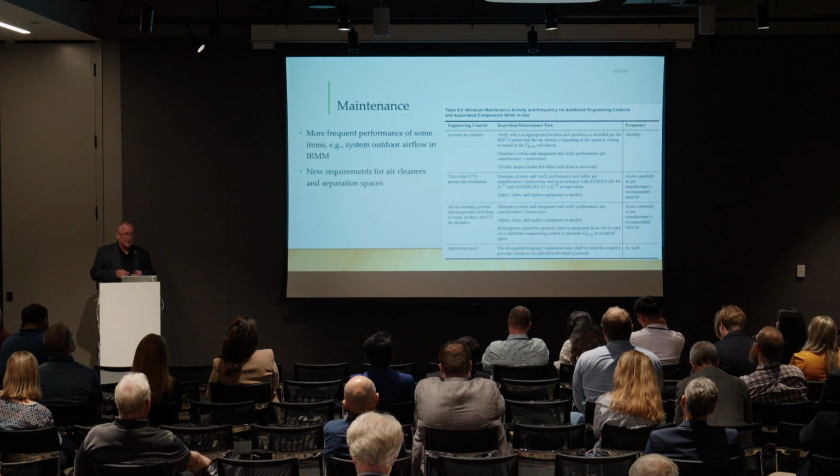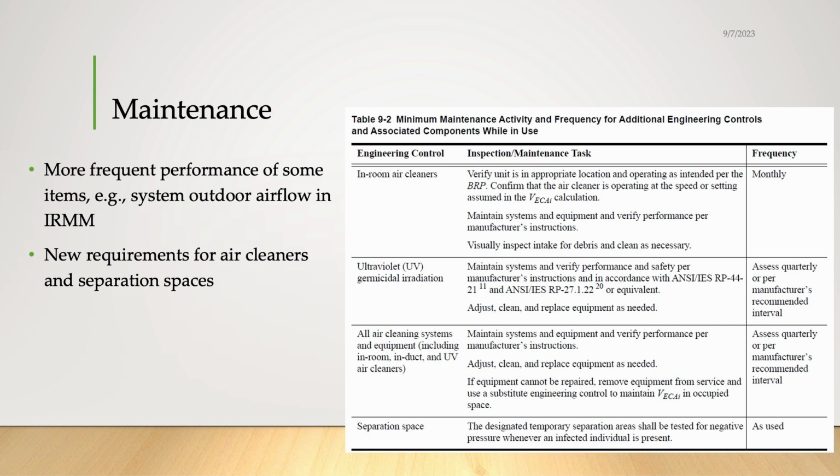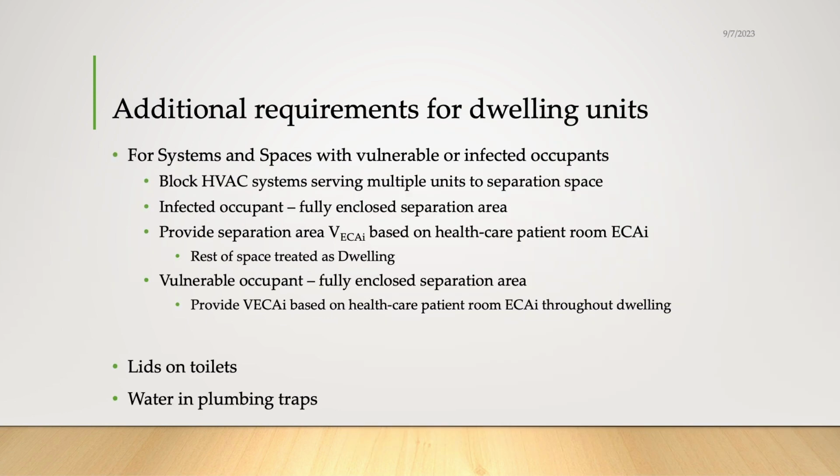The other thing that we've added are a few requirements for special technologies that are not addressed in 62.1 or 2 because it doesn't address infection risk. So use of in-room air cleaners, we've got requirements for them, for ultraviolet, and for others as well. And getting to the end here, for dwelling units, the main reason that we covered them as a separate category is that you may have infected people at home.